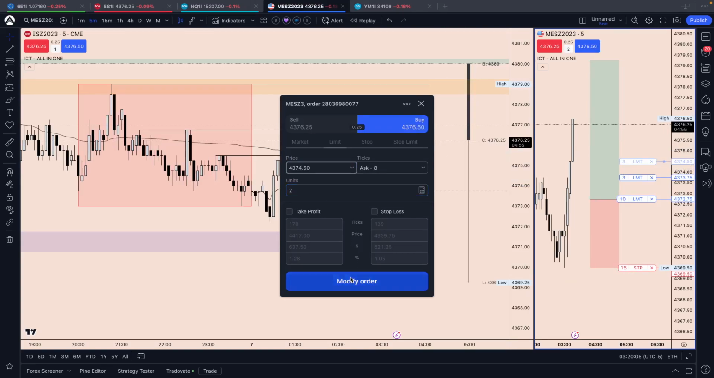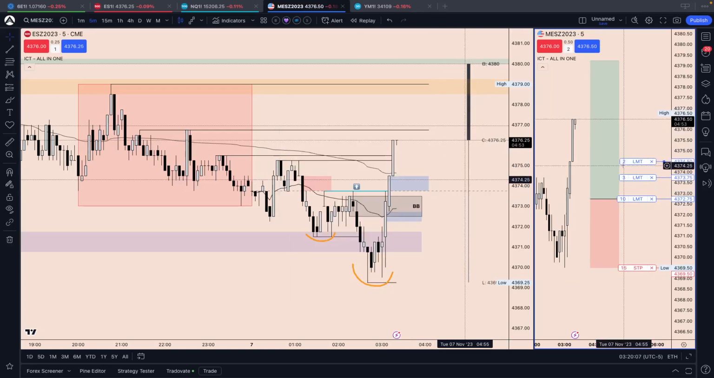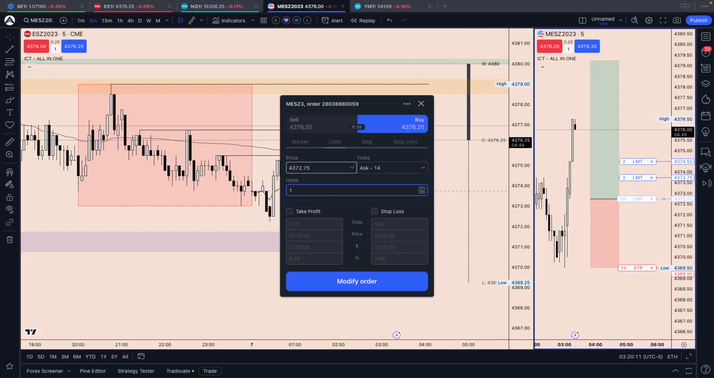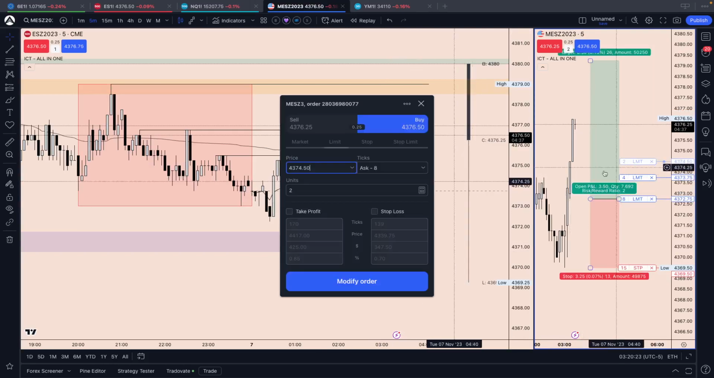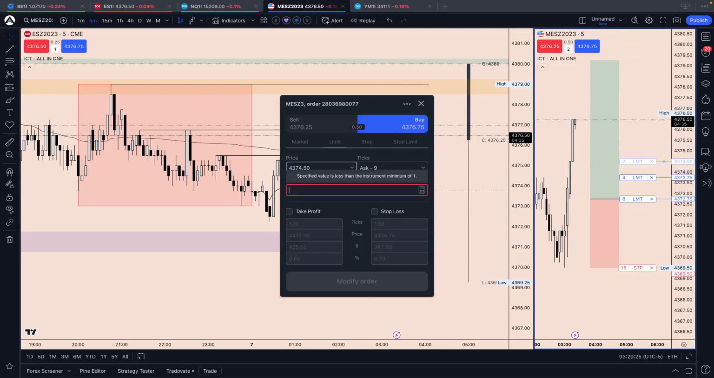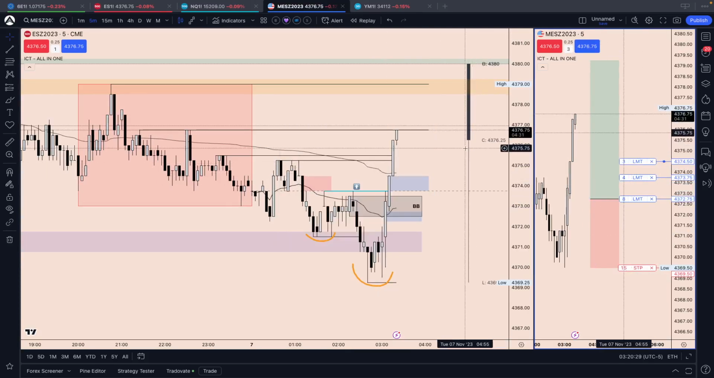No sign of weakness. I'm splitting up this first limit order right here and going to deduct 4, 8. Let us scale in with price moving away from us. 4, 3, 7, 15.